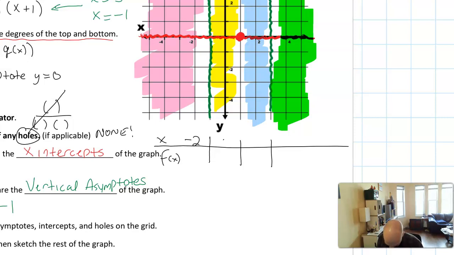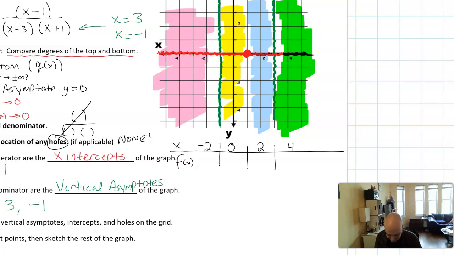I'm going to test x equals 0. I'm going to test x equals positive 2. And I'm going to test x equals positive 4. Because those are all values that aren't one of the boundary values. I already know what happens at those boundary values. It's either a 0 or an asymptote. So I have to test some values that aren't among them.